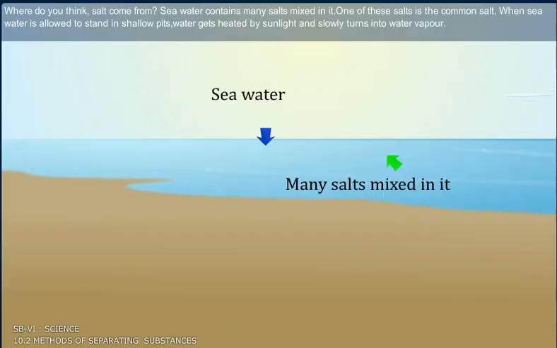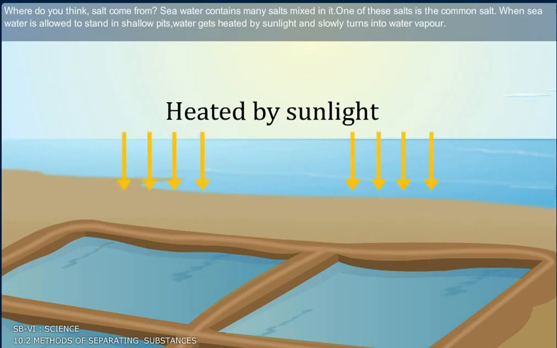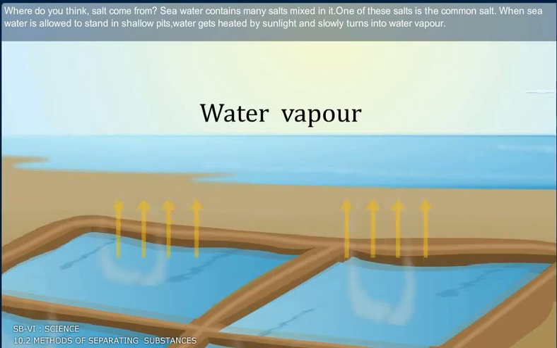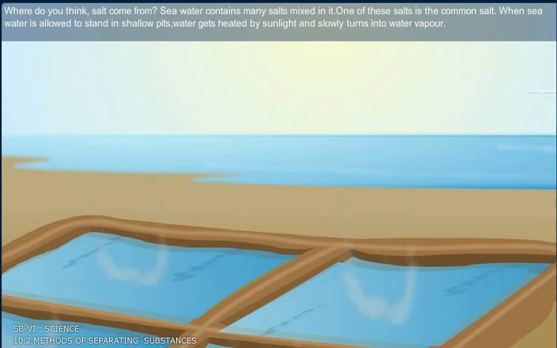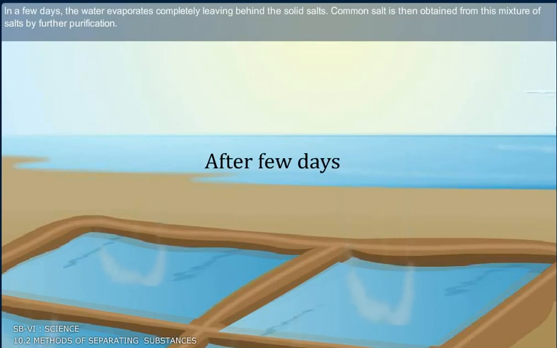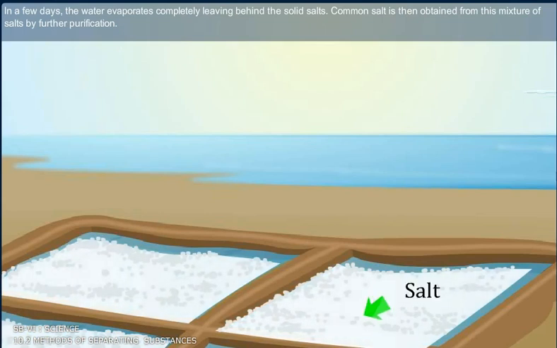Where do you think salt comes from? Seawater contains many salts mixed in it. One of these salts is the common salt. When seawater is allowed to stand in a shallow pit, water gets heated by sunlight and slowly turns into water vapor through evaporation. In a few days, the water evaporates completely, leaving behind the solid salts. Common salt is then obtained from this mixture of salts by further purification.